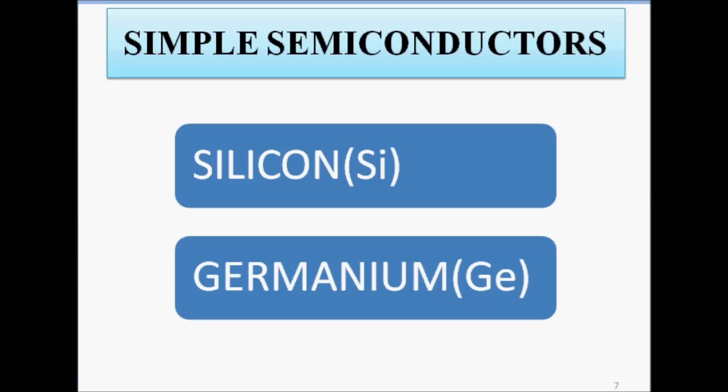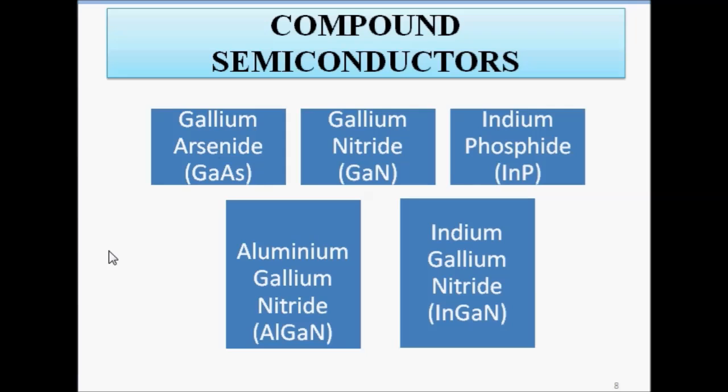So next is compound semiconductors. The compound semiconductors are those which are formed from two or more materials, or two or more semiconductor materials. That's why they are called compound semiconductors. Examples of these kinds of semiconductors are gallium arsenide, gallium nitride, indium phosphide.